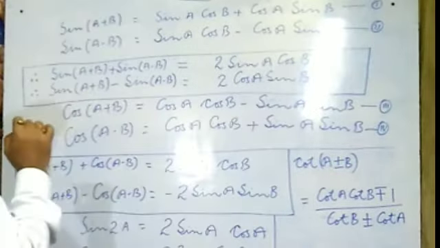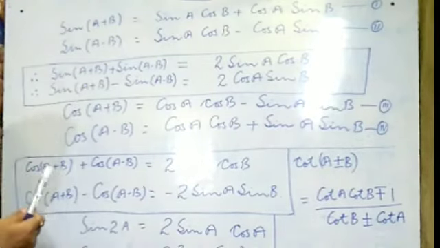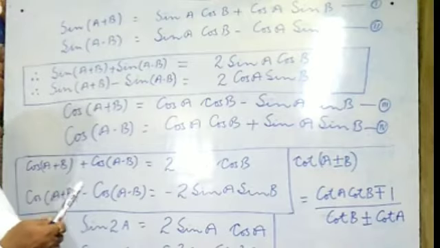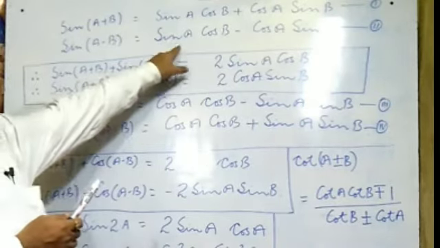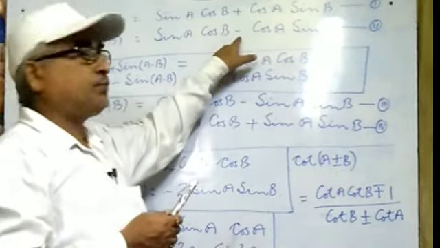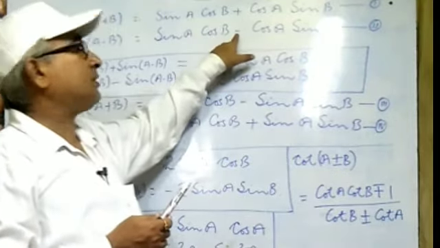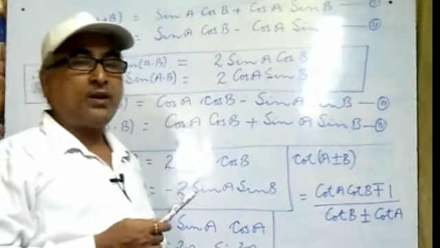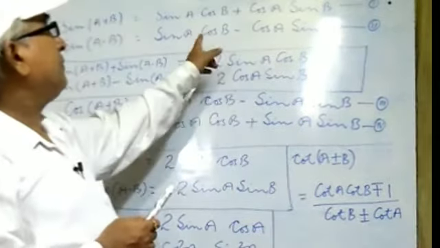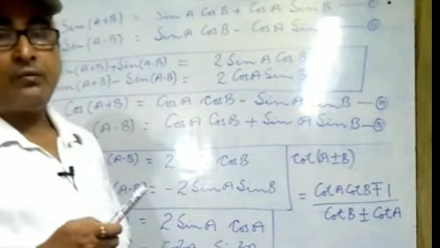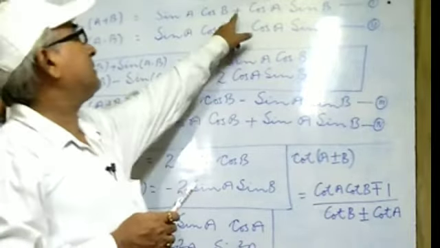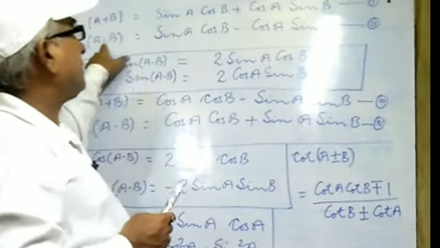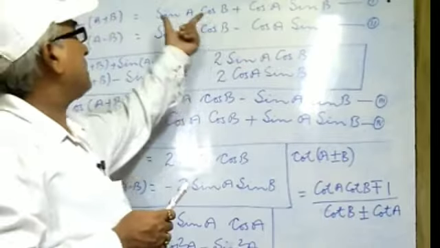Again, another related formula is sin(A minus B). It will be sin A cos B minus cos A sin B. Here it was plus, here it is minus. The only difference between the first formula and the second one is this sign. If plus is there, it will be plus. If minus is there, it will be minus. The rest of the terms are the same.